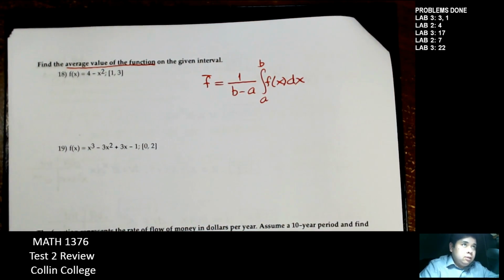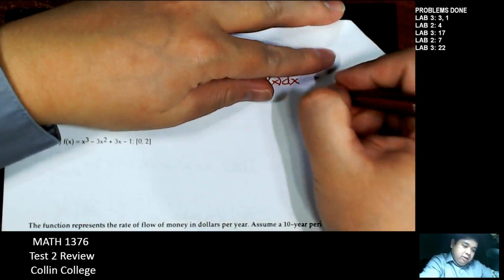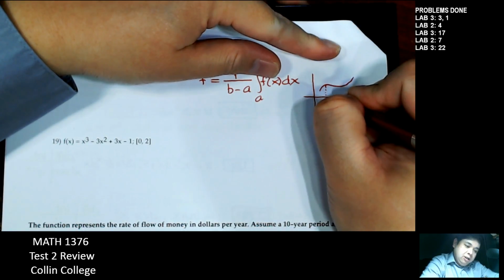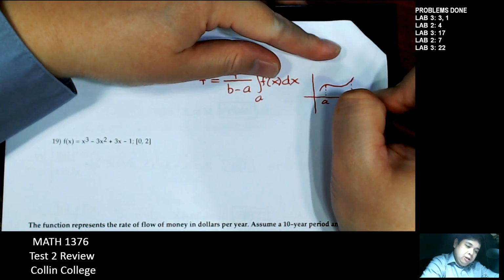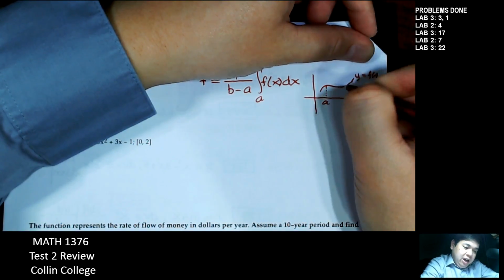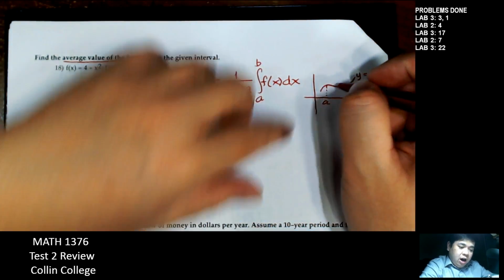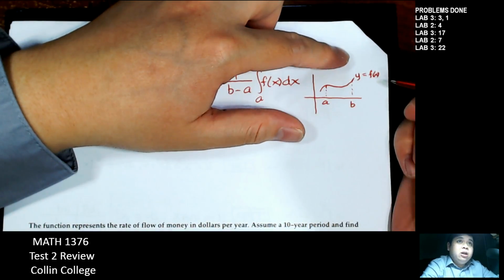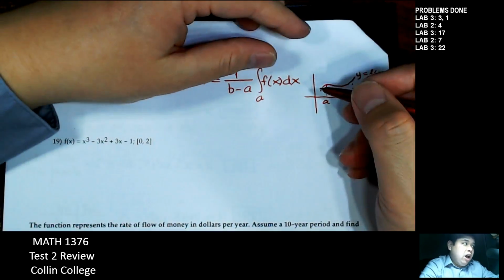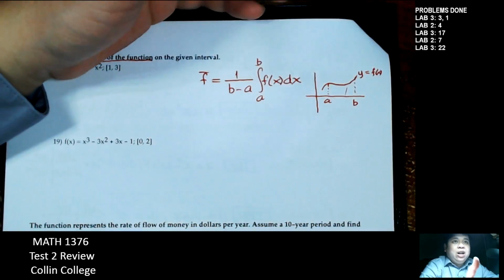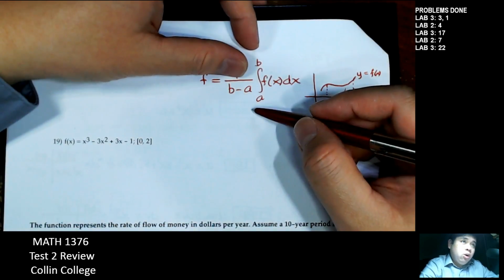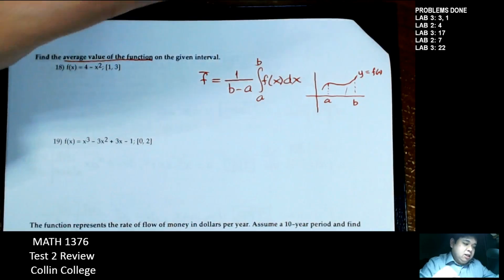So pretty much what we have is a function from a to b, and the average value finds the average height of the function. Of course, because the function has infinitely many values, we cannot find the average like we normally do, by adding all the numbers and dividing by the total count. We have to use the integral and divide by b minus a.